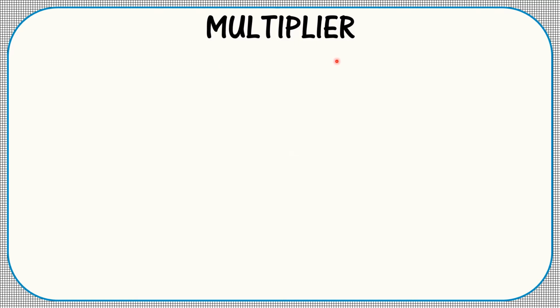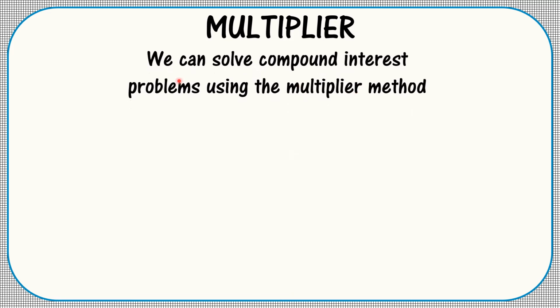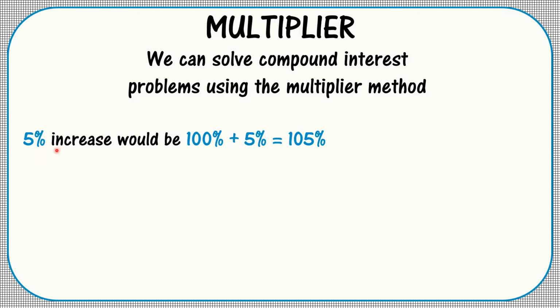For us to be able to attempt compound interest questions, we need to know something which is called a multiplier. So we can solve compound interest problems using the multiplier method. Say for example, you have a 5% increase. This would be 100% plus the 5% increase. 100% is the original value plus the 5% gives us 105%. If we were to write this as a decimal, to get from this number to a decimal, you have to divide by 100. So 105 divided by 100 is equal to 1.05. This 1.05 is what we will refer to as the multiplier.